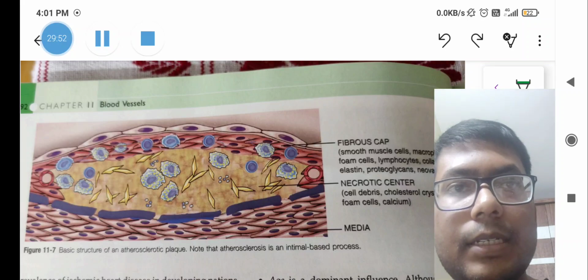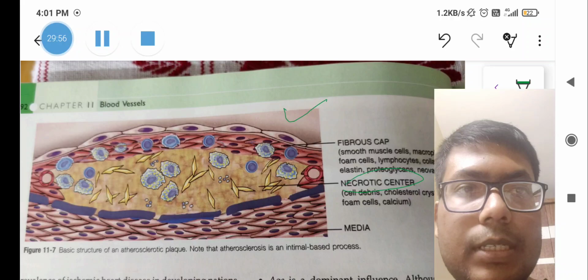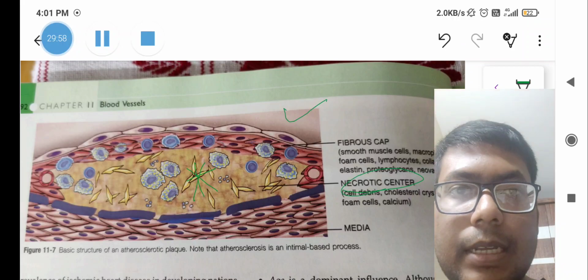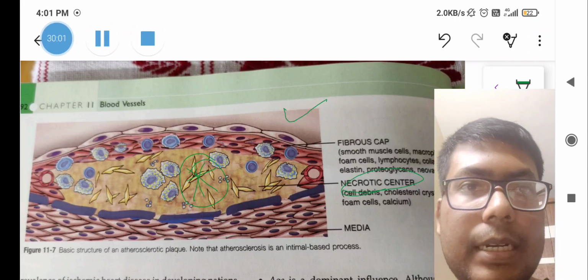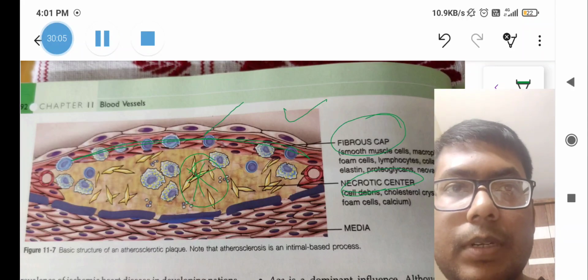This is the structure of the atherosclerotic plaque. This is the necrotic center, and this is the fibrous cap which is present here.